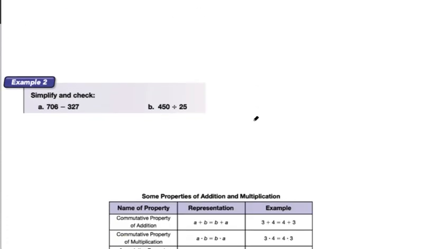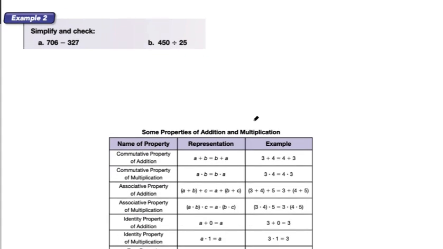Let's look at example 2. Example 2 has us doing a simplify and check. So we're going to do some basic arithmetic. We're going to be subtracting and we're going to check it. So when you check subtraction problems like we have this one, you do it by doing the opposite. You will add the answer, or the difference, plus the subtrahend, this one that we're taking away, to get the minuend, the one that we started with. Ooh, I hope I got those words right. All right, you'll see what I mean right now.